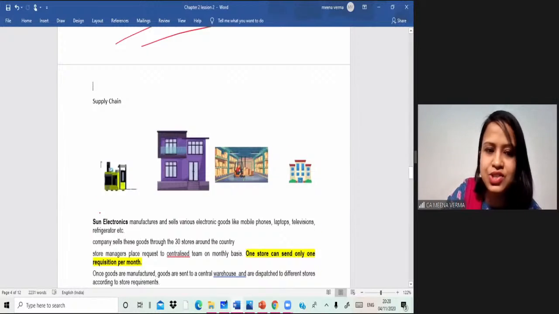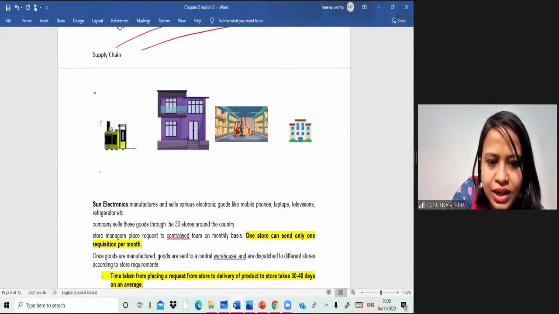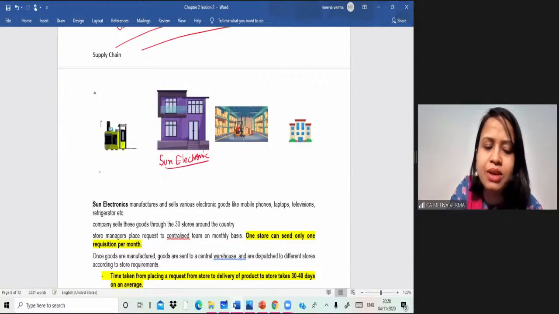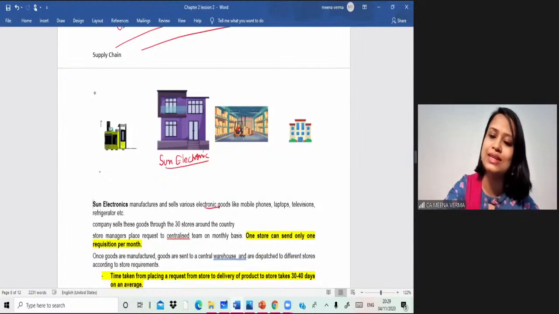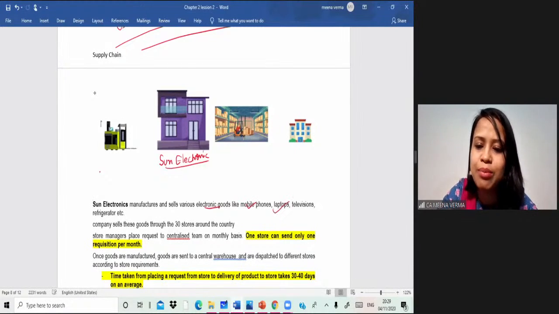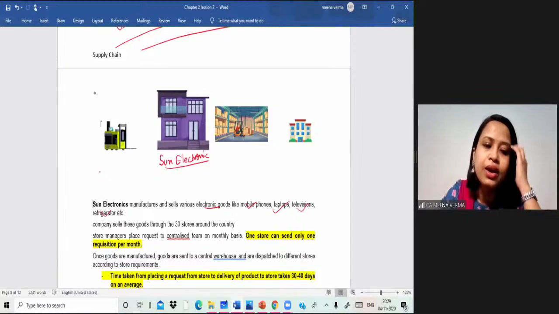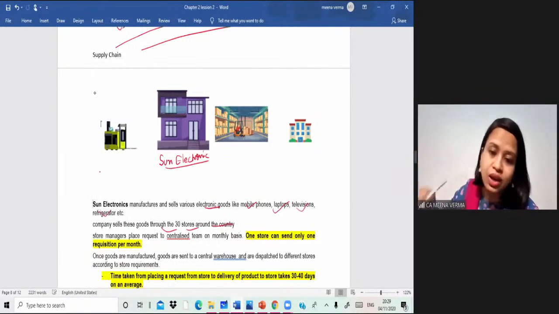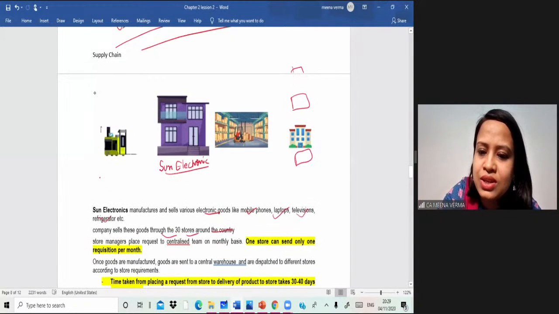This question is from supply chain. Now we have a company, Sun Electronic, which manufactures and sells electronic goods. What kind of goods are they producing and selling? They are producing mobile phones, laptops, televisions, refrigerators, etc. The company sells these goods through 30 stores around the country. So around the country, the company has such 30 stores.